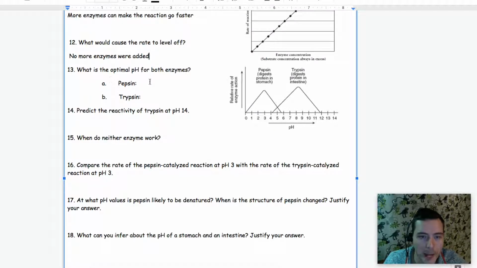So what is the optimal pH for both of these enzymes? Pepsin. So if I look at pepsin and go down, I would say pH of 3. And what is the optimal pH for trypsin? If I go to trypsin and go down, let's say pH of 8.2.